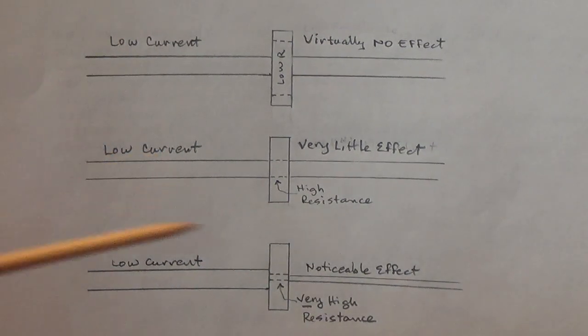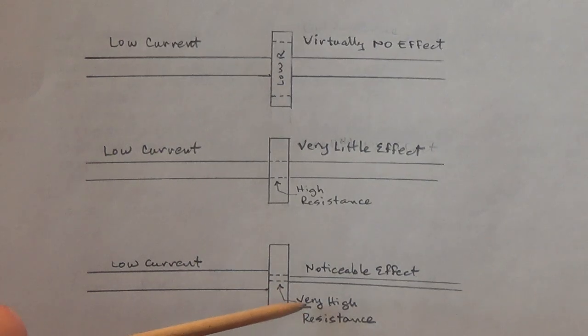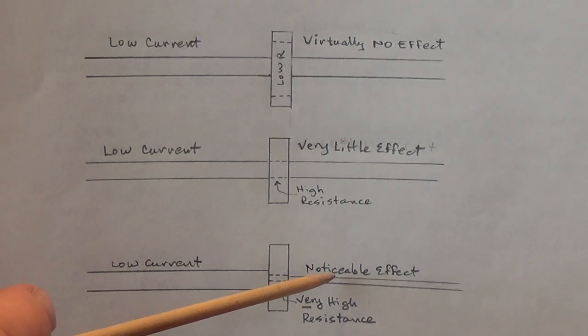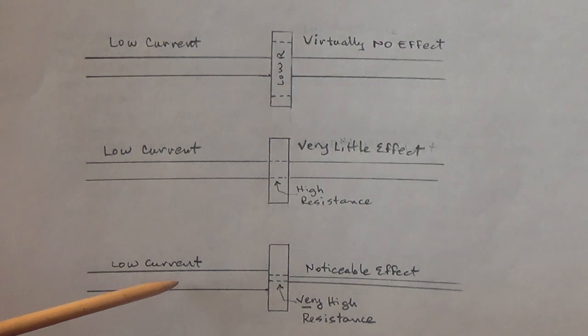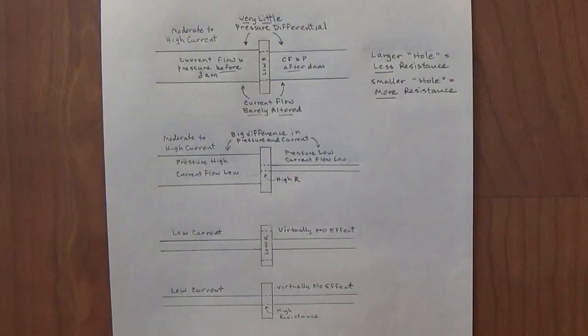So it should be noted that it's going to take extremely high resistance, say on the order of 500K to 1 meg ohm, to have a noticeable effect on a low current line. So let's review real quickly before we move on.